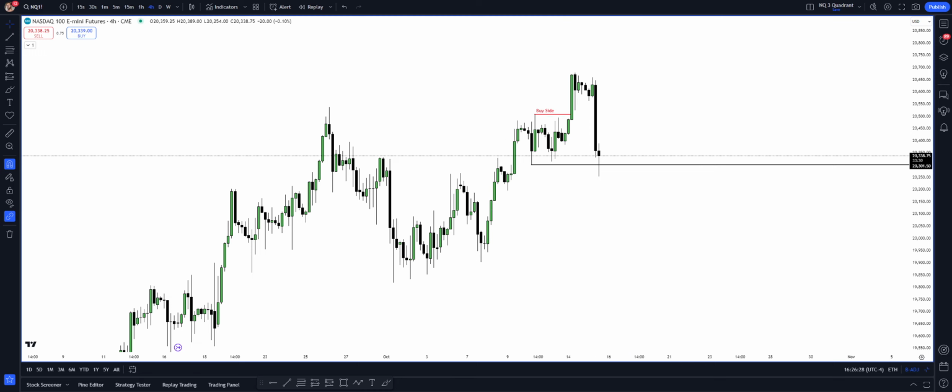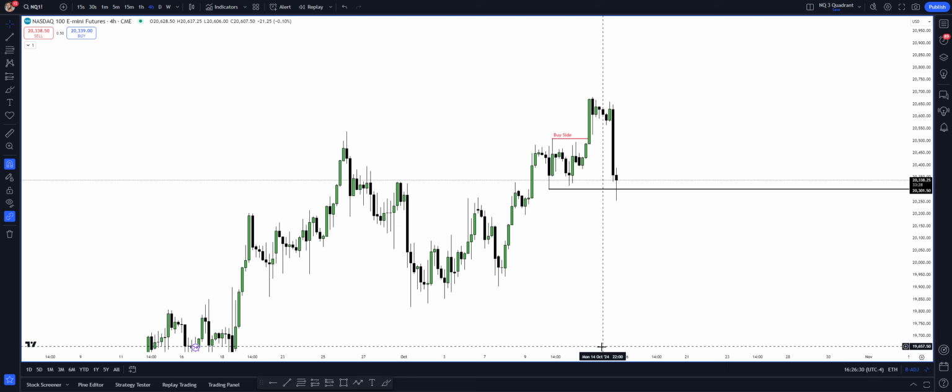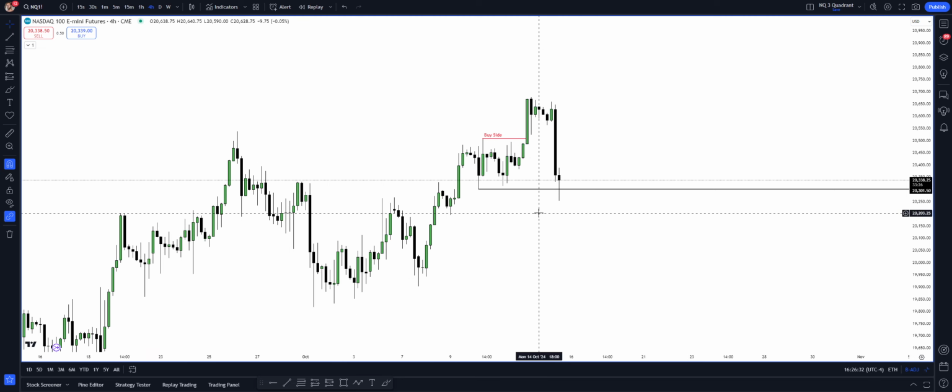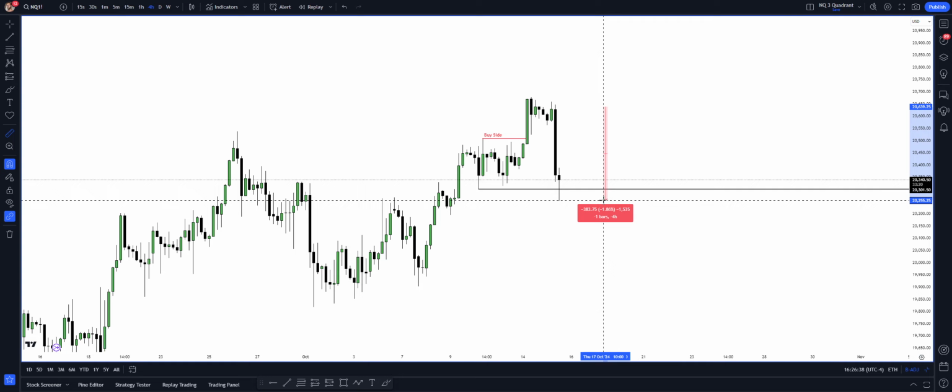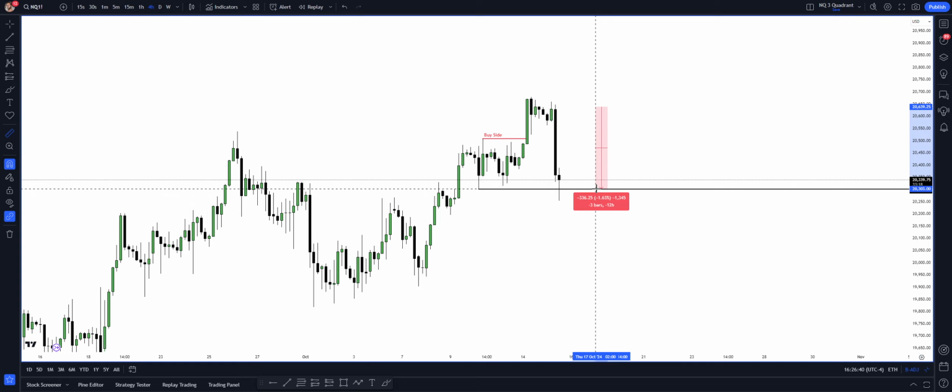Today's date is October 15. We had a reversal profile during the New York session. Market basically dumped a lot. So the low of the day is almost 400 points, and the sell side was 336 points.